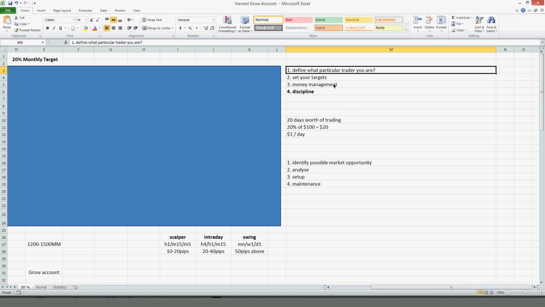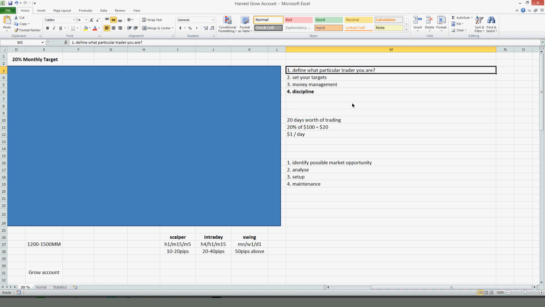The first thing is very important, because if you define yourself as a scalper, then when you do a scalping trade, you need to make sure that you're monitoring the trade. You're not going to leave the trade session while it's running, because anything can happen in the smaller time frame, because everything happens so quick.